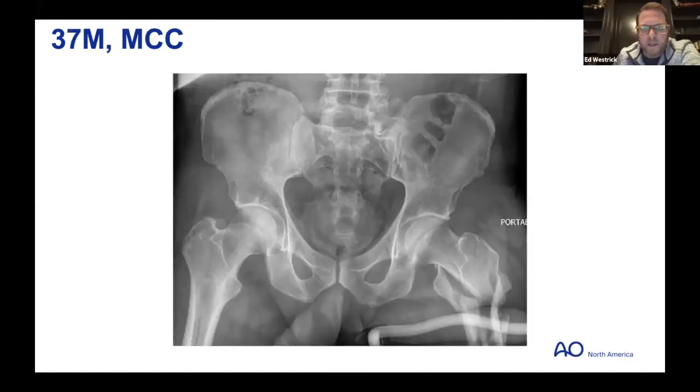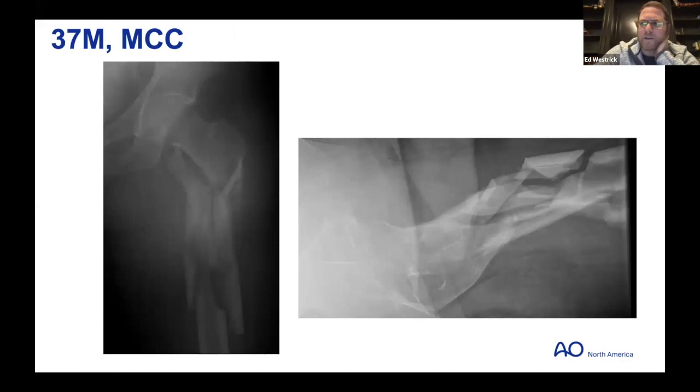And then this is my last case, just real quick, a 37-year-old guy. This is a handful of years out. He was in a motorcycle crash, and there you can see him. He presented in the field in hair traction. These are his traction views in the emergency department, just showing the extent of the fractures.